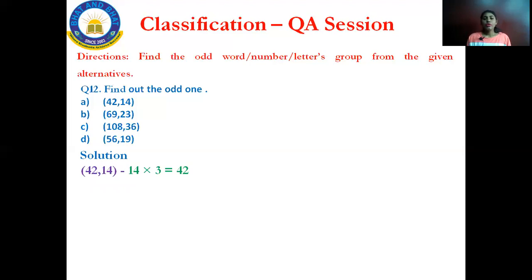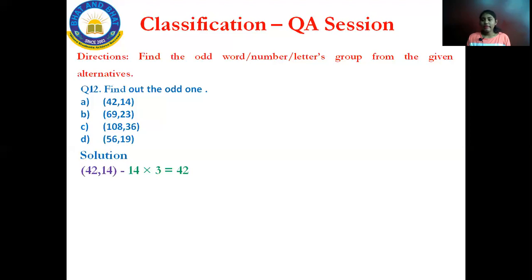Now we'll go with the first option, 42 and 14. This is the first pair. See, how to check this? You have to see in which table both will divide. That is 42 and 14. See, 14 ones are 14, 14 twos are 28, 14 threes are 42. Both 14 and 42 will come in the table of 14. So you should be thorough with the tables. Go with the options now.